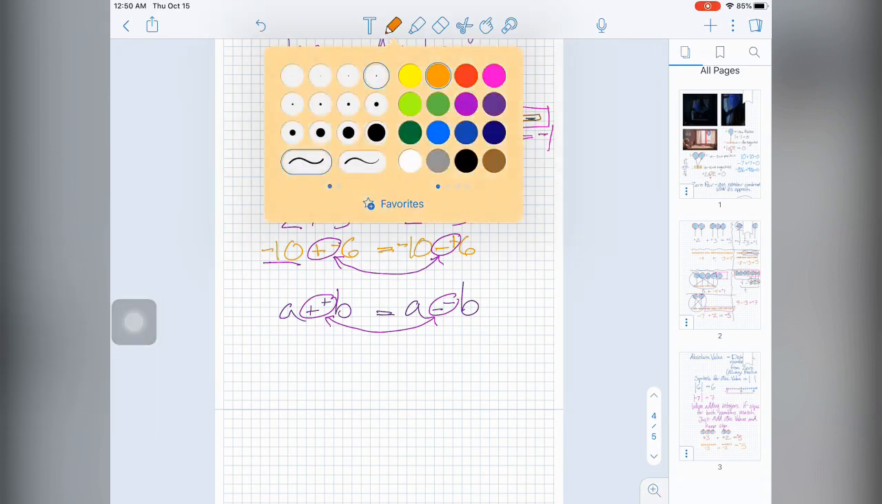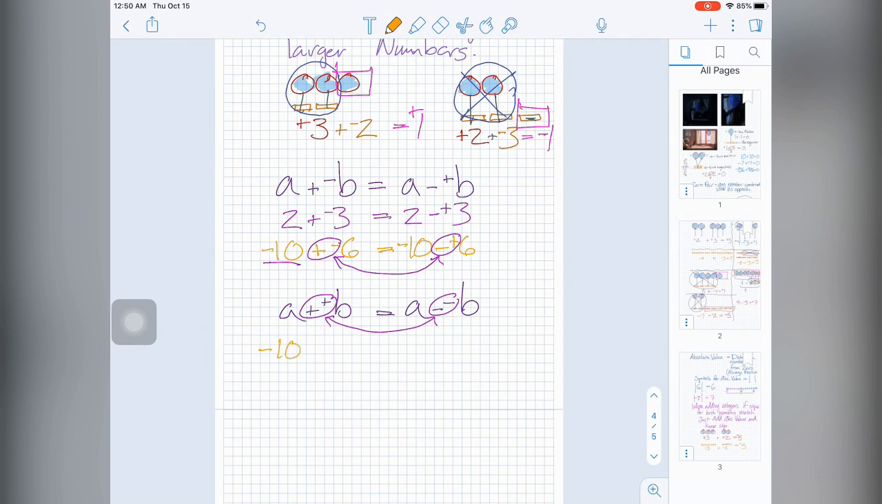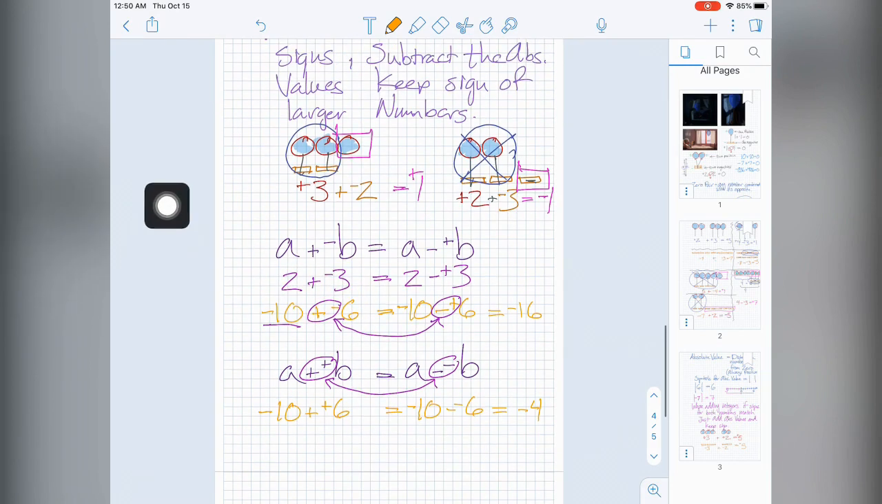And so for example, if I did negative 10 plus positive 6, that is the same as negative 10 minus negative 6. Both of those are going to equal negative 4. It doesn't matter which one you do. So what I do is whenever I see minus negative, I change it to plus positive. Whenever I see minus positive, I change it to plus negative, because then I can draw these diagrams so easily, and it's so easy for me to think about it in my head.